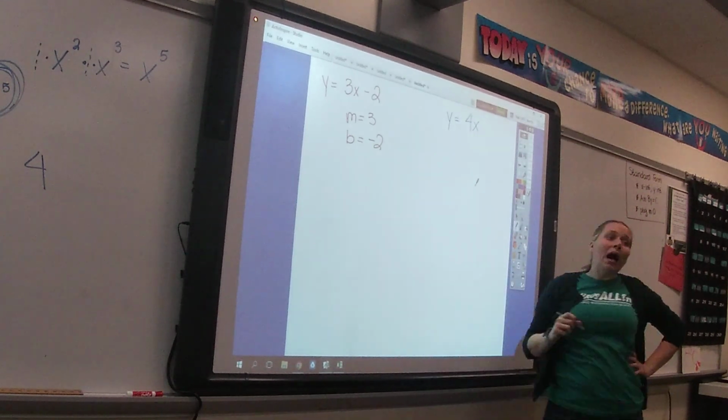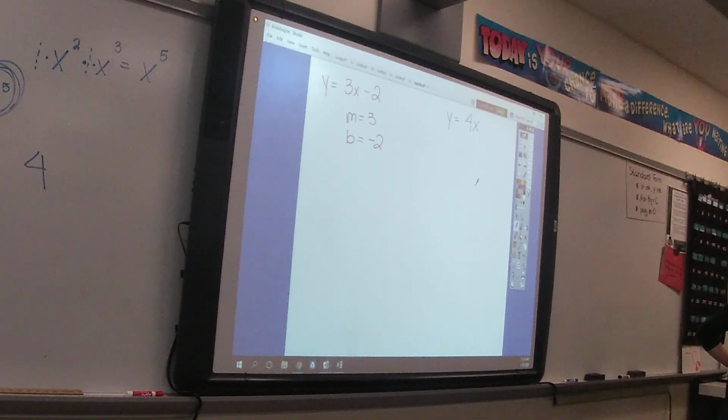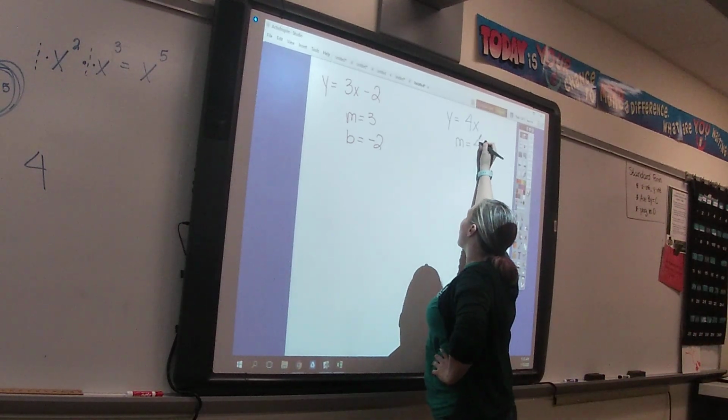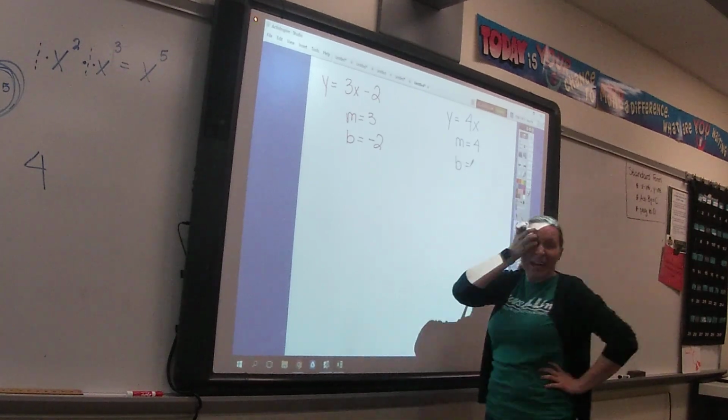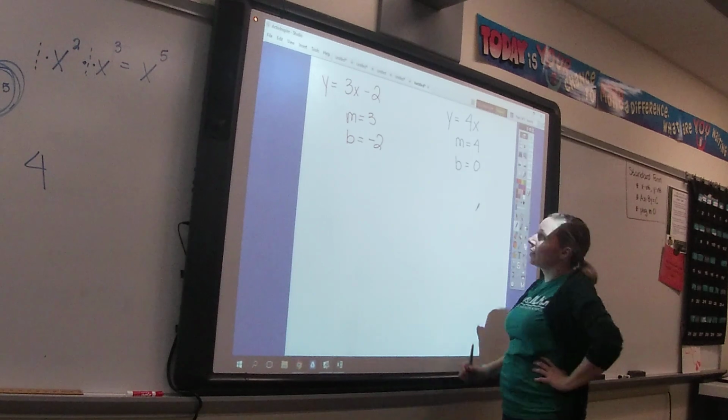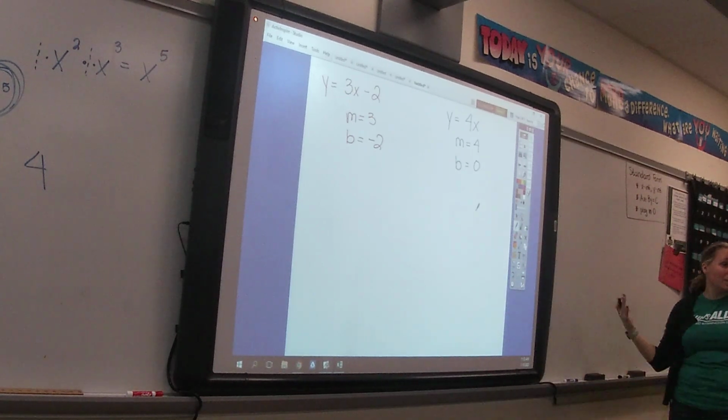What if I say y = 4x? Slope's 4. Okay, so our slope is 4. What's our y-intercept going to be? 0. Right? Because that really says y = 4x + 0.